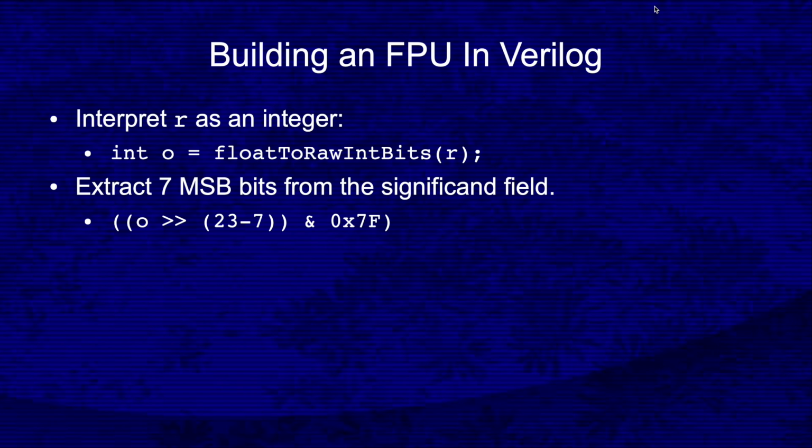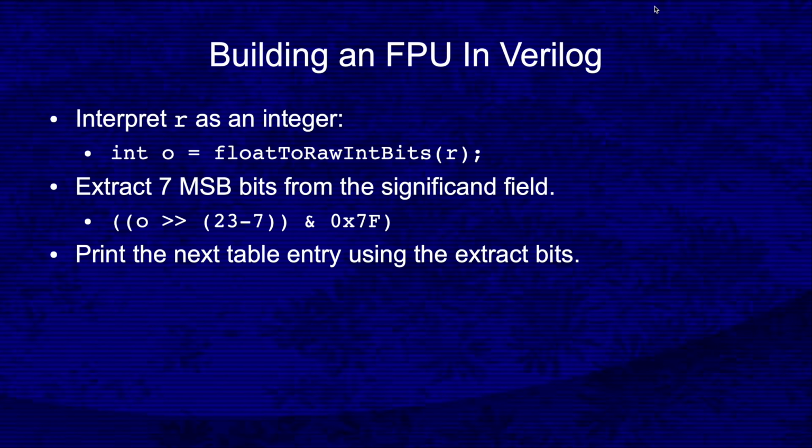The obvious reason to convert the floating point reciprocal to an integer is that now I can use bitwise operations to extract the 7 most significant bits of the reciprocal significand field. The expression O shifted right by the quantity 23 minus 7, ANDed with the mask hexadecimal 7f, does just that. Having extracted the bits I need for my lookup table, I can print them in a suitable format.